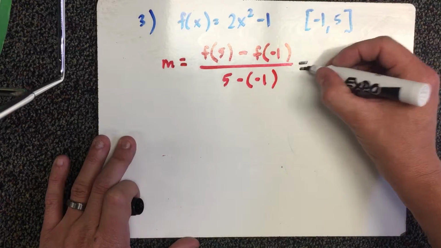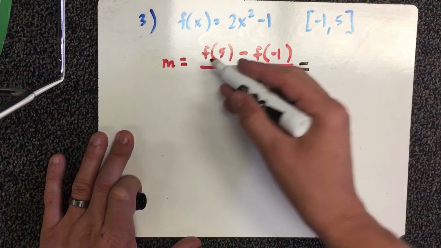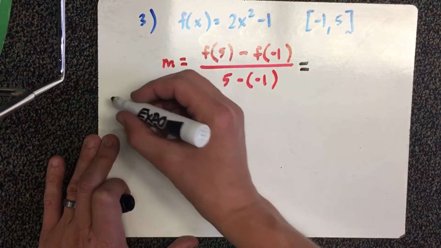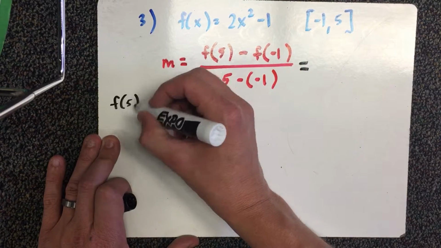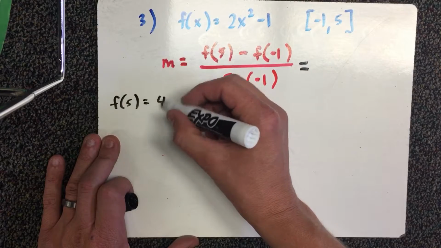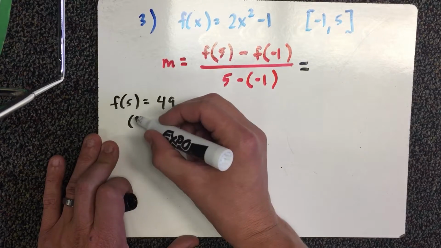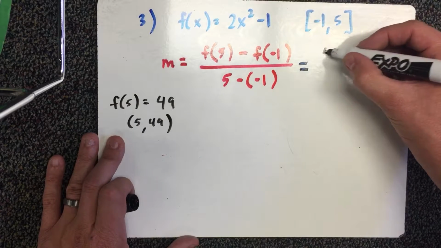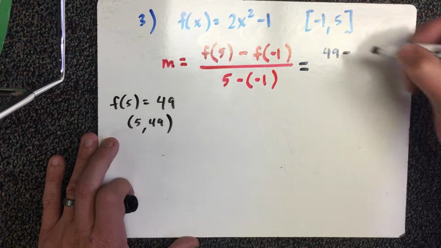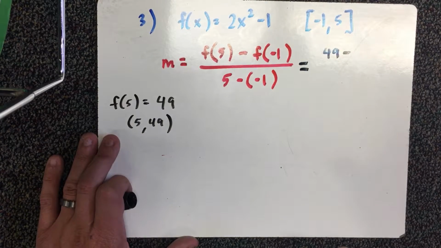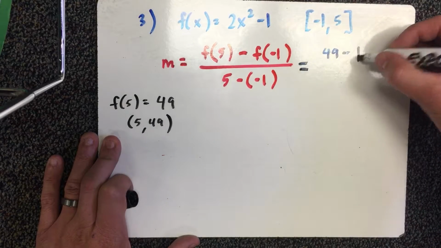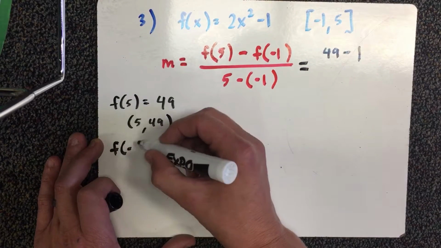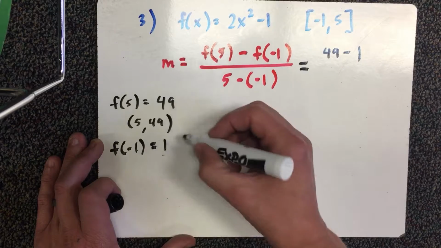And now I can evaluate each of these. So f of 5, I'm going to write this over here. When I plug 5 in, I get 49. And remember, that's just the coordinate, 5, 49. That'll be helpful in a minute. So 49 minus f of negative 1, plug in negative 1, you get 2 minus 1, which is 1. So f of negative 1 equals 1.